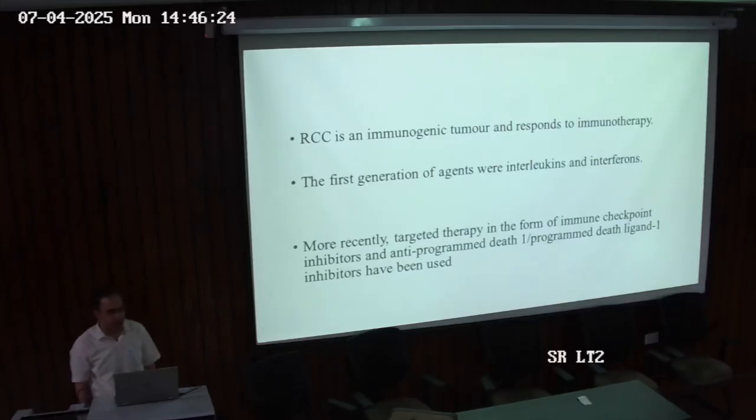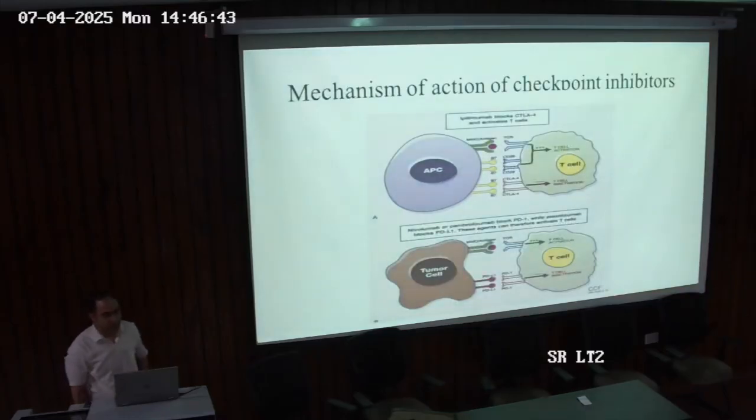So the first generation immunotherapy agents are interleukin or interferon. But recently, immune checkpoint inhibitors have been developed. These are anti-programmed death ligand agents that inhibit PDL1 or PD1. So this is the mechanism of action of checkpoint inhibitors.